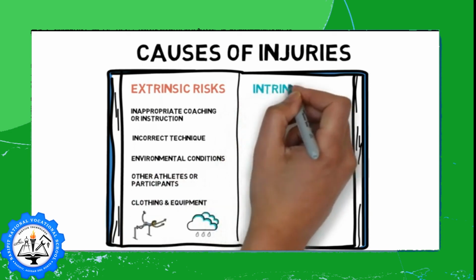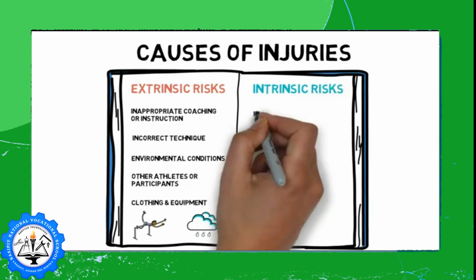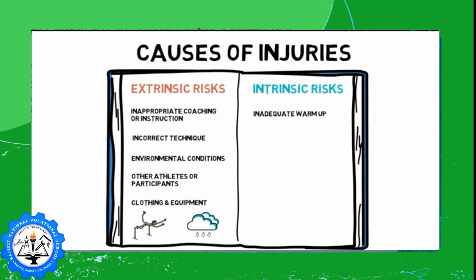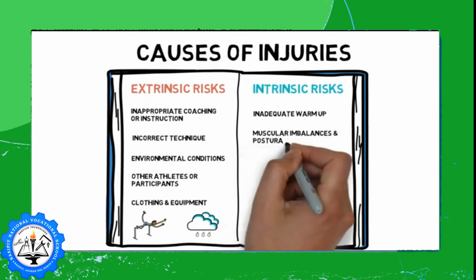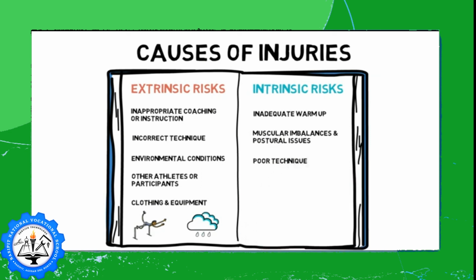Intrinsic risks look at the physical aspects of the individual body that can cause injury, such as an inadequate warm-up, muscular imbalances and postural issues, poor technique, overuse, and age.